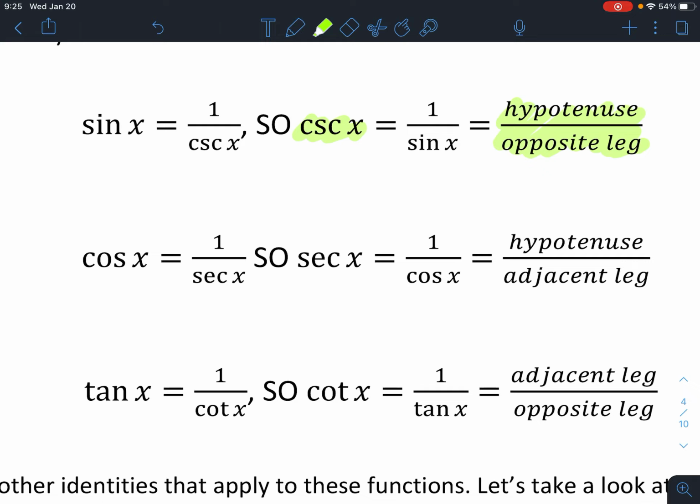Cosine and secant are reciprocals. So since cosine is adjacent over hypotenuse, secant is hypotenuse over adjacent. And tangent and cotangent are reciprocals. So since tangent is opposite leg over adjacent leg, cotangent must be adjacent leg over opposite leg. But really, all we've got to do is find the sine, the cosine, or the tangent, and then we can flip them over to find our cosecant, secant, or cotangent.